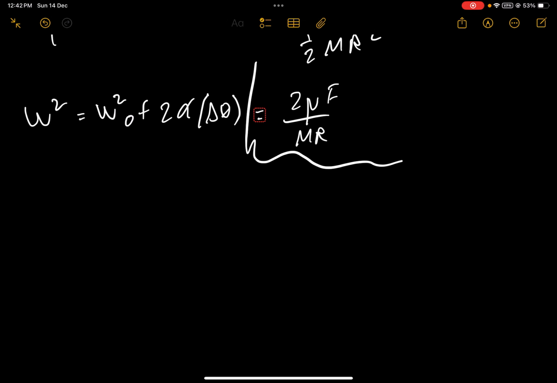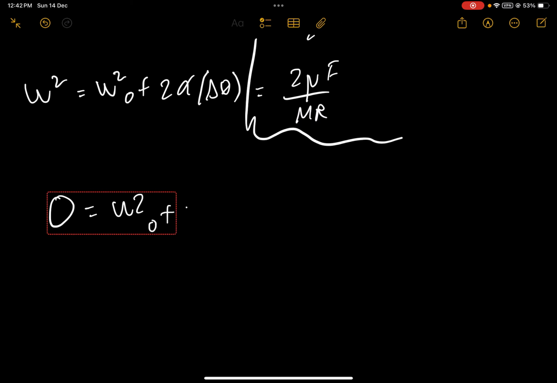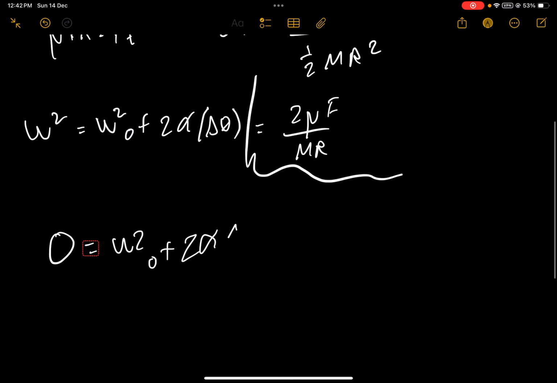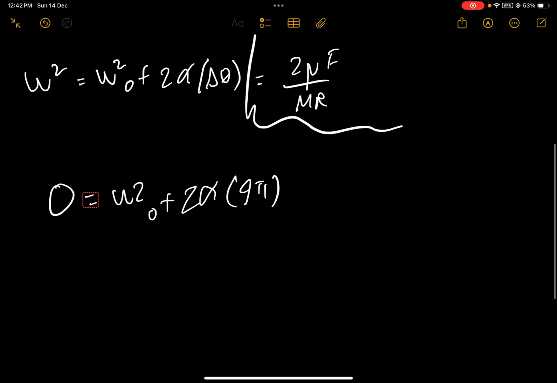Initially, the solid disk is spinning with angular speed omega naught, and then it comes to a stop in 2 full rotations. So we can substitute those known values in, where the 4 pi comes from our theta on top because it comes to a stop in 2 full rotations. Omega is 0 because it stops. I don't think I have to explain this.